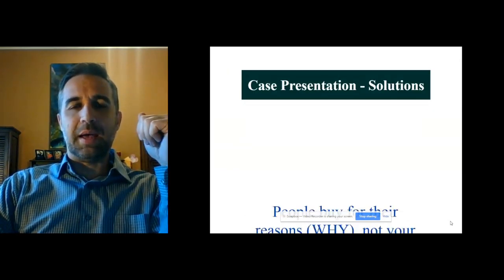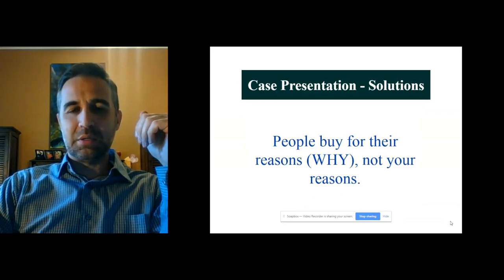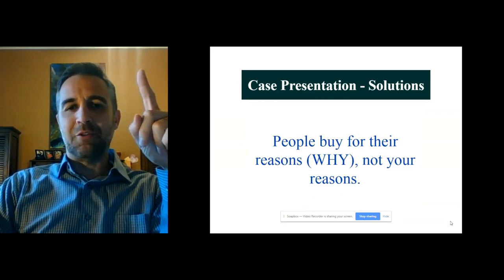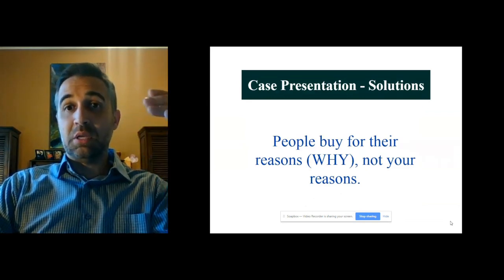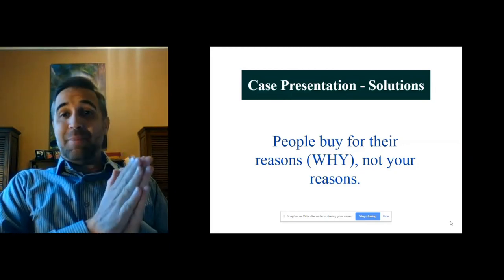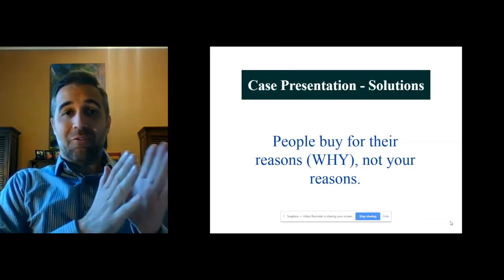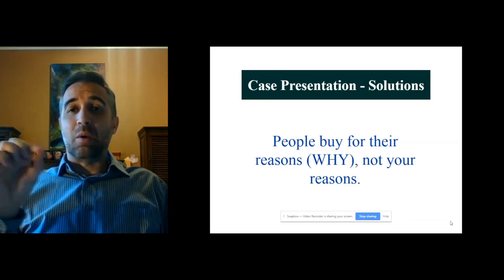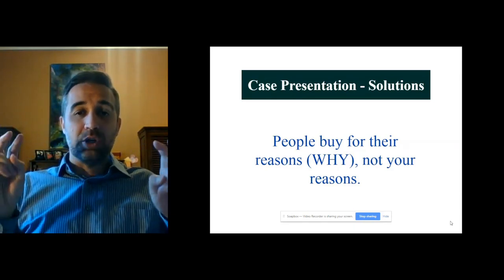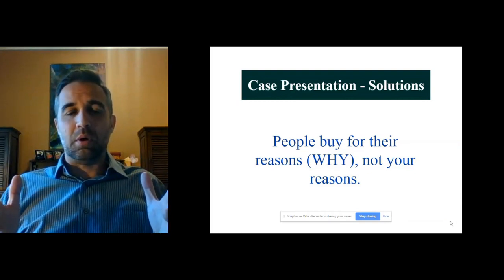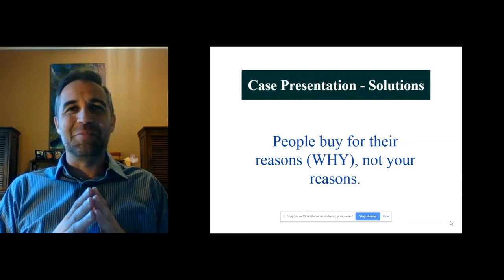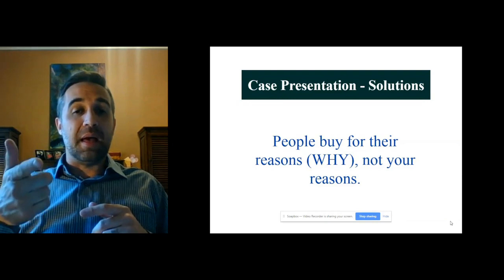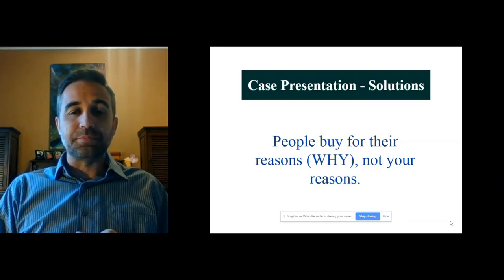All right, let's look at why we're doing this. Number one reason is people buy for their reasons, not your reasons. So at this point, you have been using your GRASP intake form. On the back, you do your emotional exam, SWO, find their why. Why is that so important to you? We're going to be using that word important a lot. It's very important. And we're going to apply that to the case presentation formula.